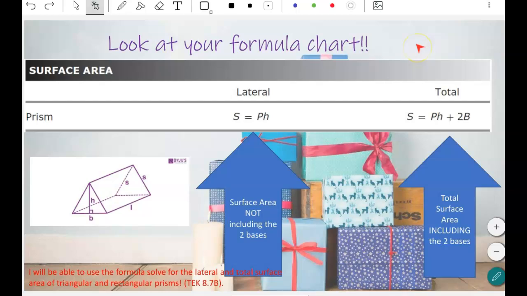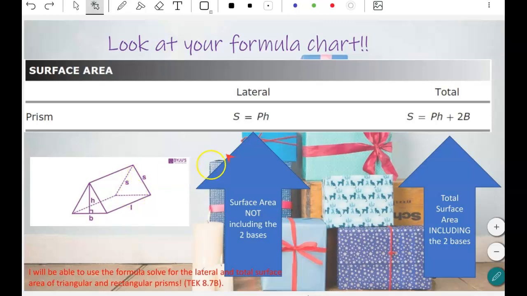So on your formula chart, we talked about rectangular prisms in the previous lesson. This is triangular prisms, which look like this. Now, because it's a triangular prism, this is actually the base. So imagine if you tilted this up and it's sitting on this triangle. So this would be the bottom, that would be the top.